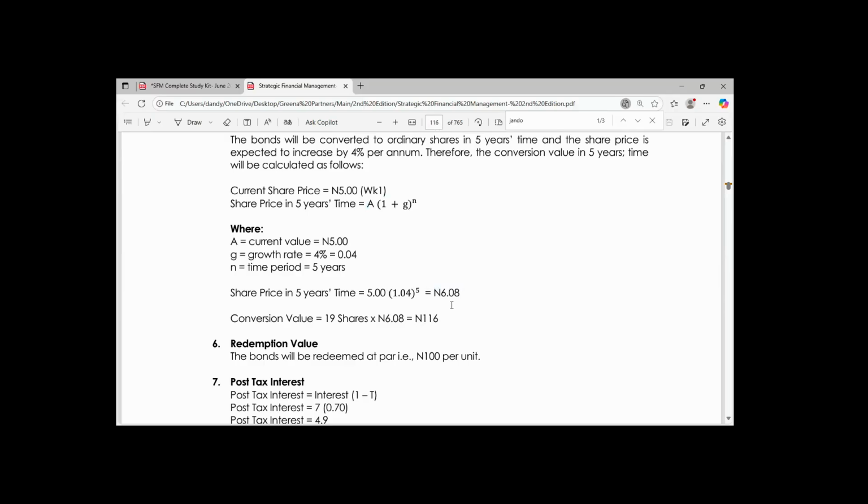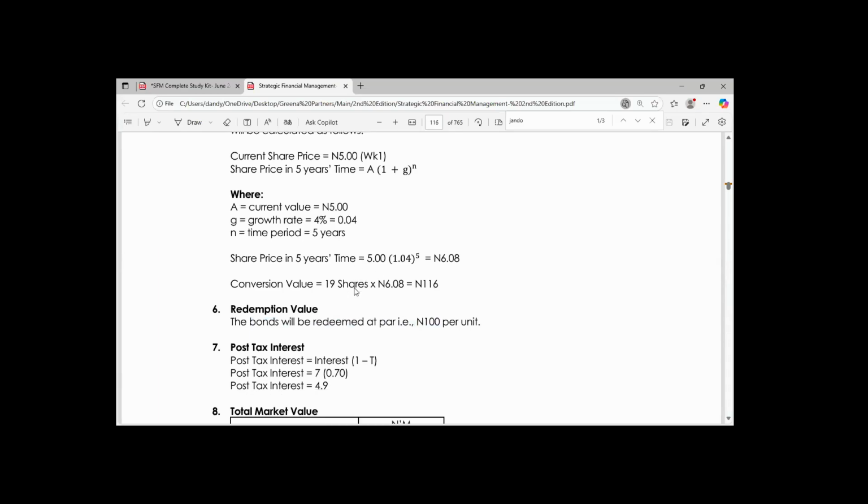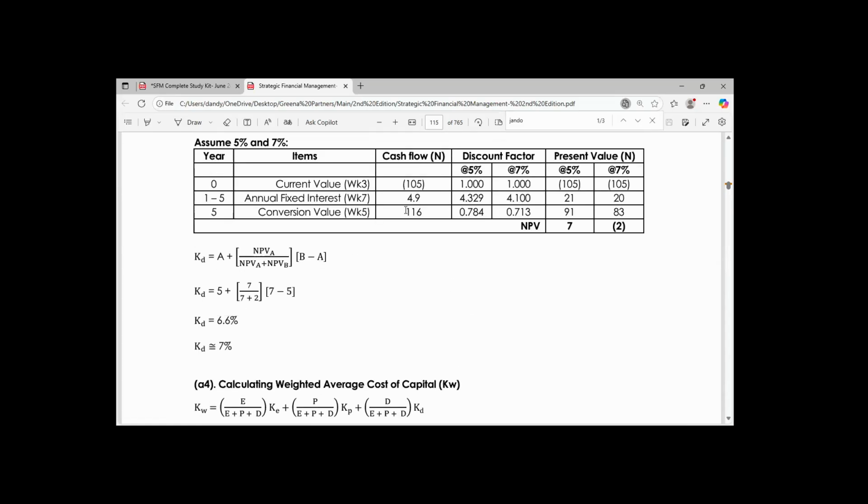To now get the conversion value, you need to multiply this share price in the next 5 years, 6 naira 8 kobo, with the number of shares you want to convert to. Because according to the question, you are told that the debenture can be converted to ordinary shares. So you multiply the number of shares with the market price in the next 5 years. That's what gave us this 116 naira. It is this 116 naira you are going to compare with the redemption value. So conversion value is 116 naira. If you want to redeem the bond in the next 5 years, it will be at par. At par means at 100 naira per unit. So since conversion value is greater than the redemption value, that's why we are converting it. When you go back to the calculation that I did here, you see 116 naira here.